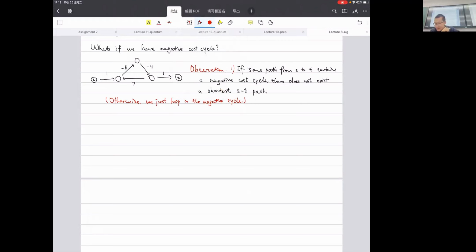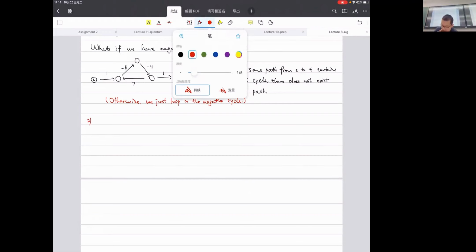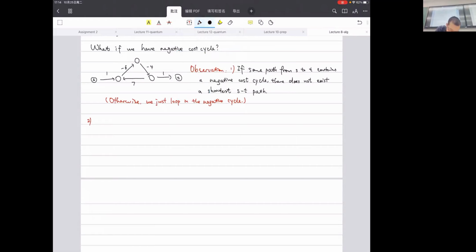But how about the other side? What if a graph you study has no negative cycles? Does that promise that you can have a shortest path? The answer is yes. So we are going to discuss the other side. If G has no negative cycles, then there is a shortest path from S to T that is further a simple path. By simple, it means it does not repeat nodes.